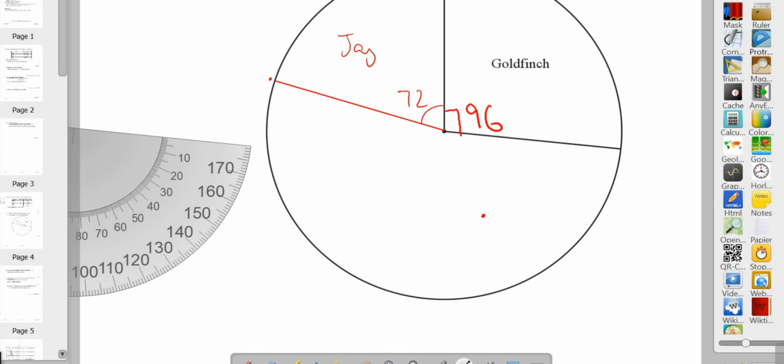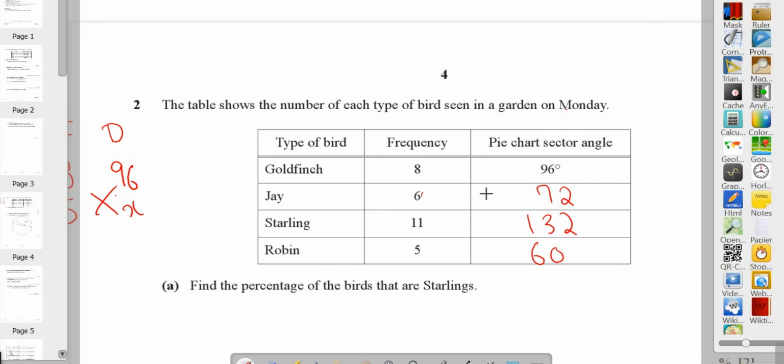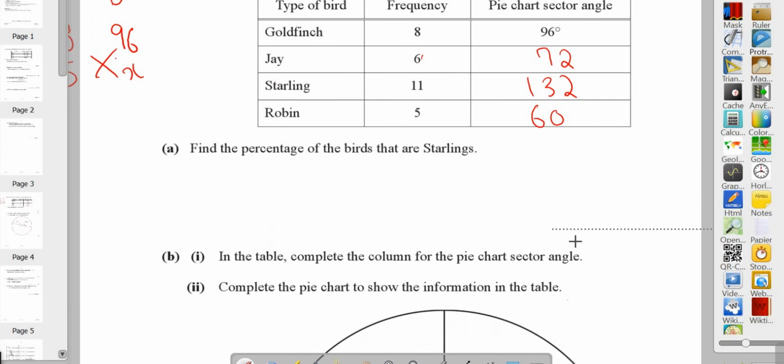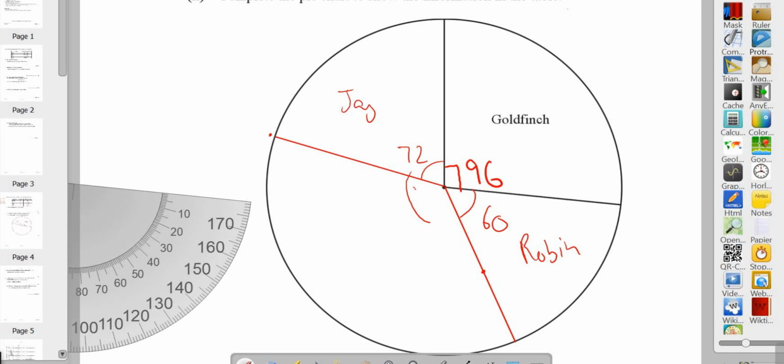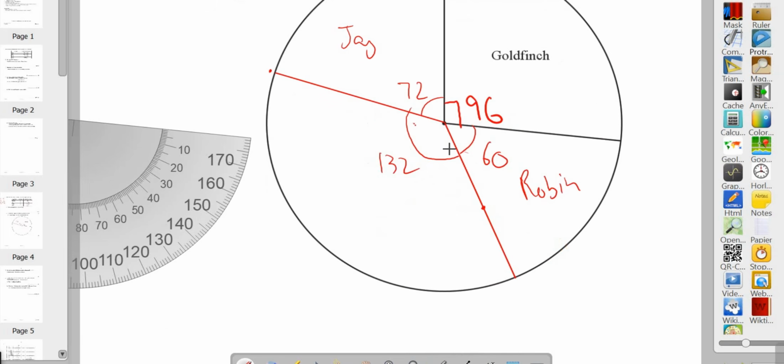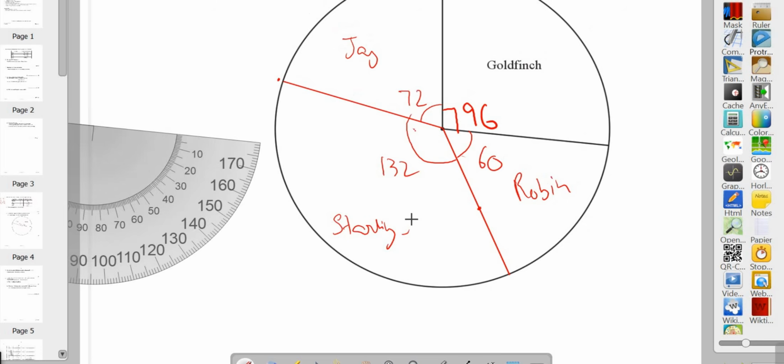And now I will make a line like this. So this is actually how many degrees? 60 degrees. Alright, so this is basically which? Robin. So the reason why I told you not to make the 132 degrees one is because we now know that of course this thing is going to be 132, which is the what? Which is the starling.